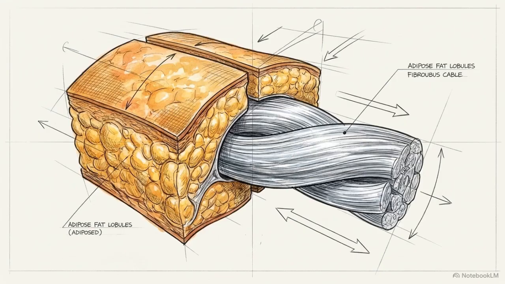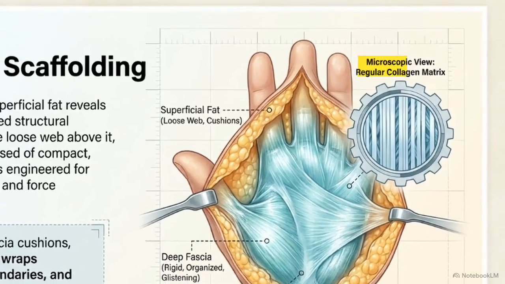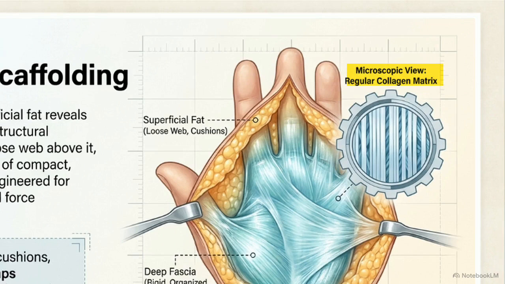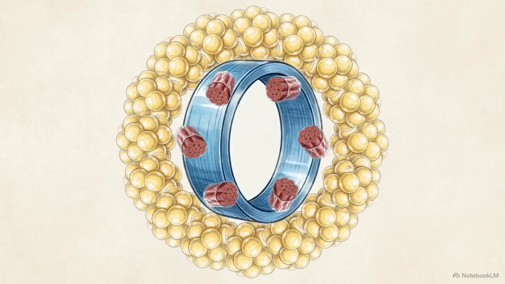Conceptually, stripping away the superficial fat reveals the underlying framework. The deep fascia is a glistening, rigid membrane, a sharp contrast to the loose fat of the layer above. Deep fascia is composed of compact, regular collagen fibers, engineered specifically for tension and force transmission. While the superficial layer cushions, the deep layer exists strictly to bind, contain, and constrain.